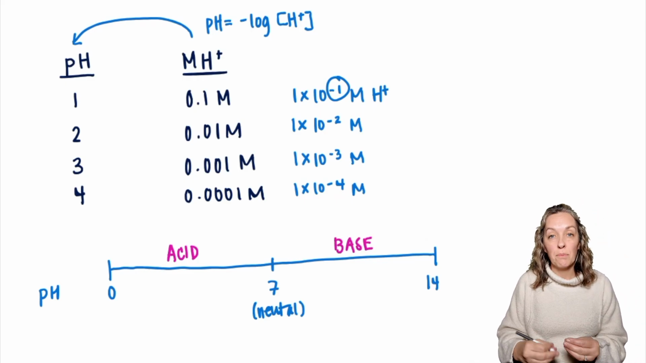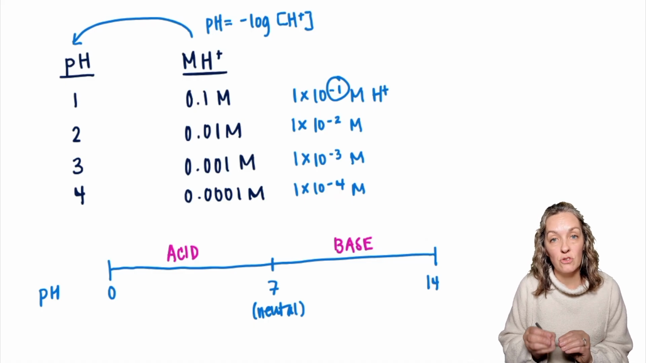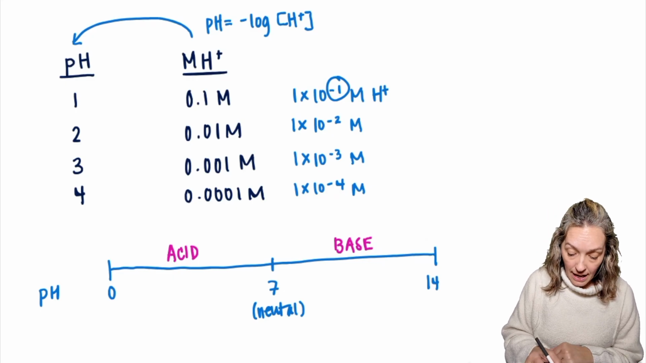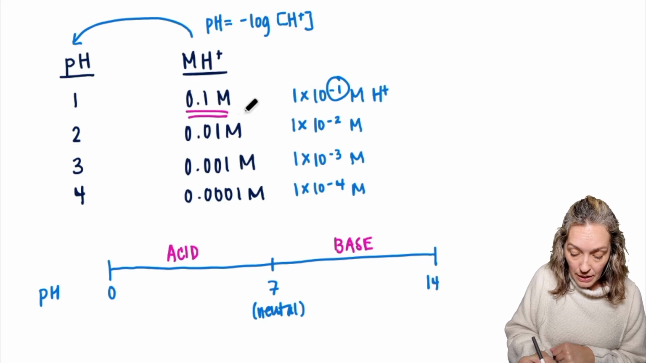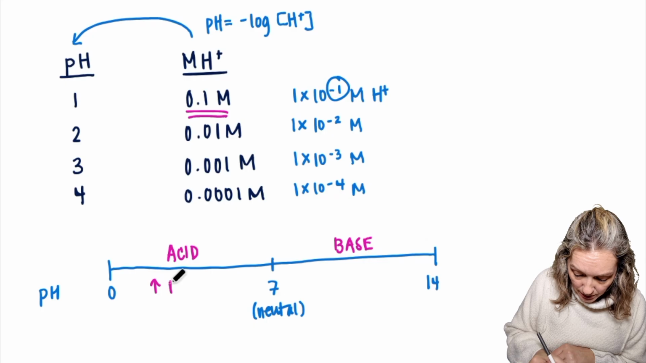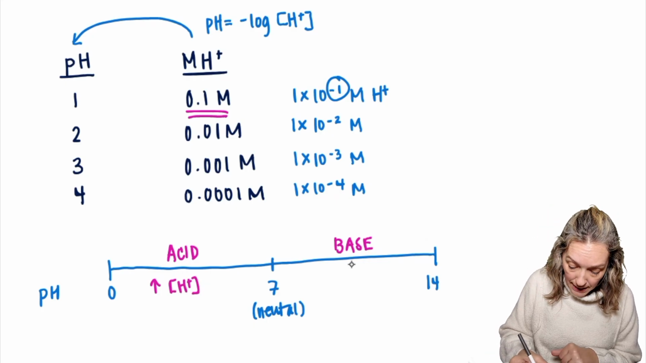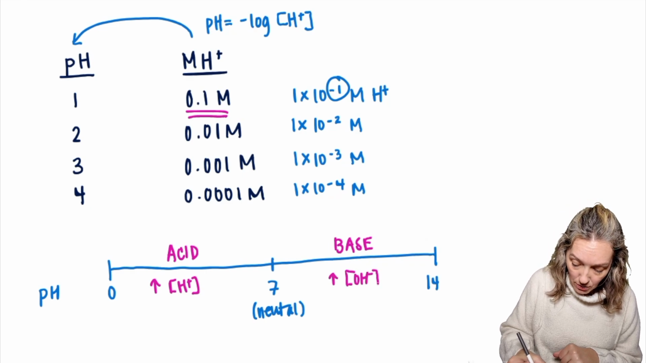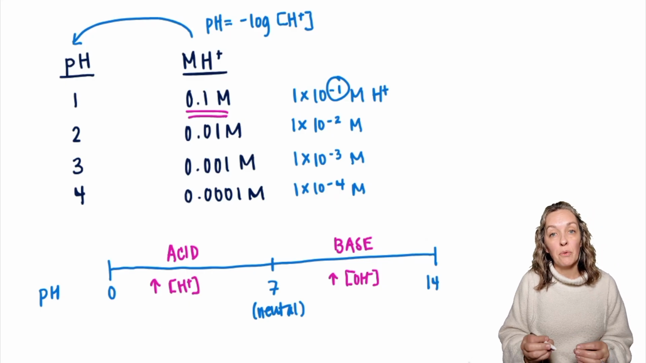Now, it's important to remember what pH is measuring. It is just measuring the molarity or the concentration of the H plus ions. So when we have an acid, a low pH like 1 indicates that we have a relatively high concentration or molarity of H plus. If we have a base, that is going to indicate that we have a high concentration of OH minus.